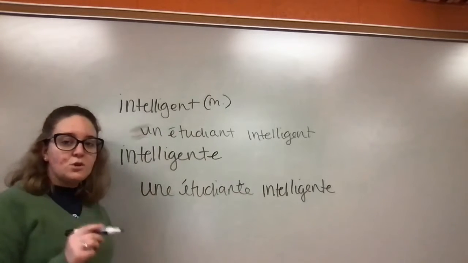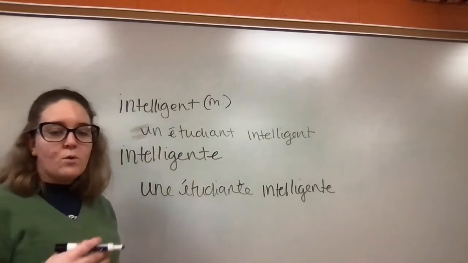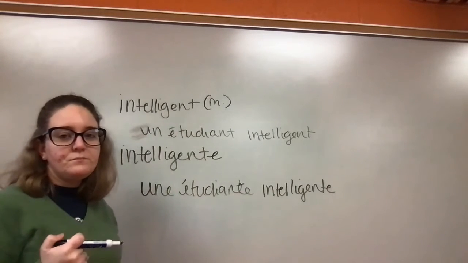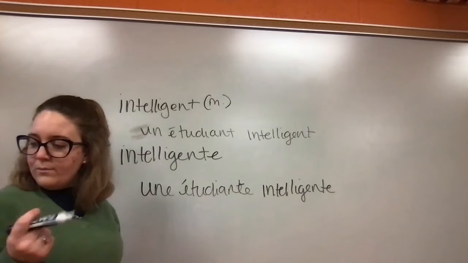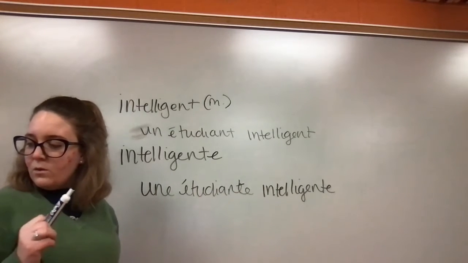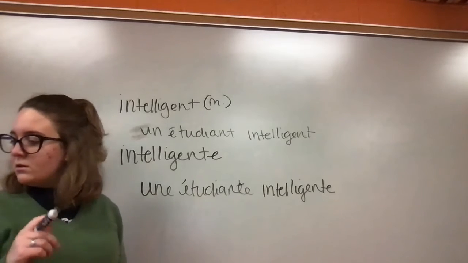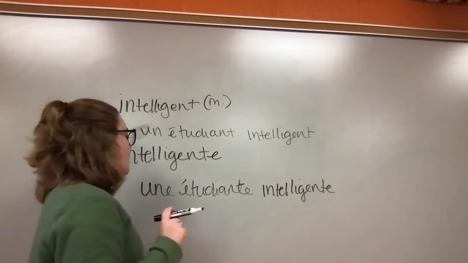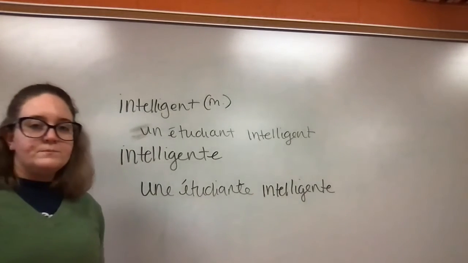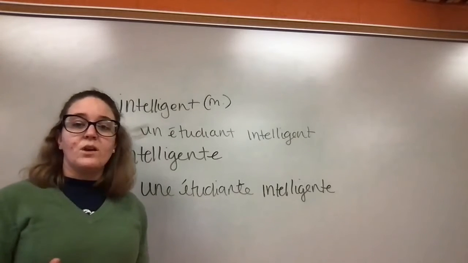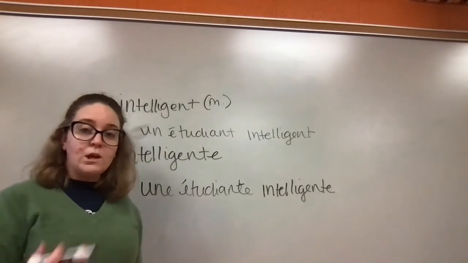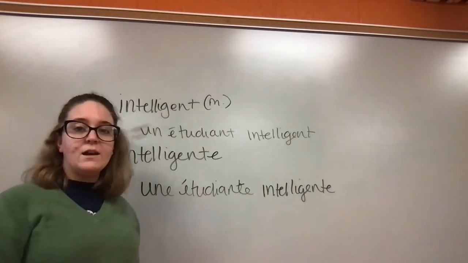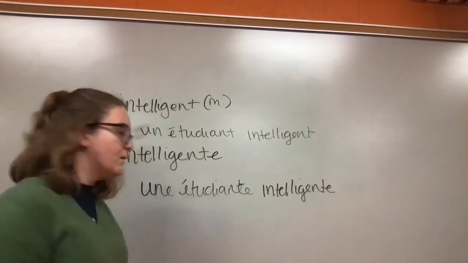Some adjectives do have special forms for the feminine form, and we may talk about that today, just briefly. So now, if I want to make something plural, we do the same thing that we do in English. So in English, to make something plural, we add an S.